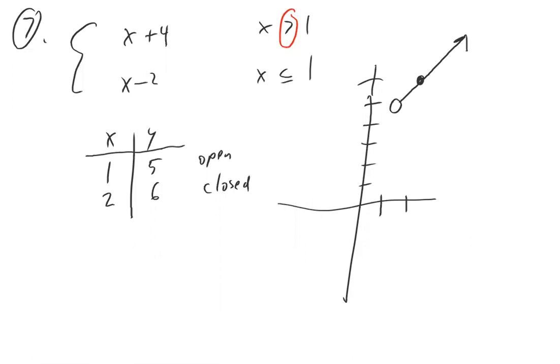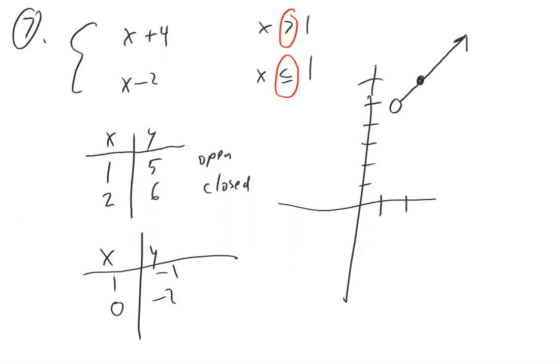This second half of the graph says less than or equal to 1. So I'm going to make another table, and I'm going to plug in 1. This time I'm going to plug 1 into the second formula, which is x minus 2. So 1 minus 2 is negative 1. And then I think of a number that is less than 1, like 0. If I plug 0 into it, 0 minus 2 is negative 2.